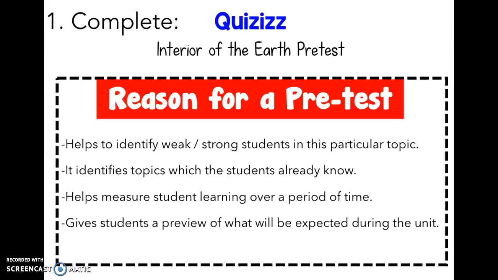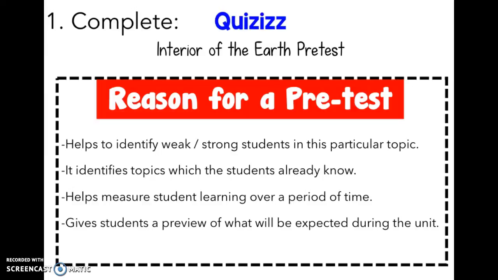So first of all, the reason for a pretest is it's going to help me identify what students I have that are strong and what students I have that are weak on this particular topic. In the past, I have had some students that know a lot about this information and some that don't. So I want to use this data to group you accordingly the next couple days.